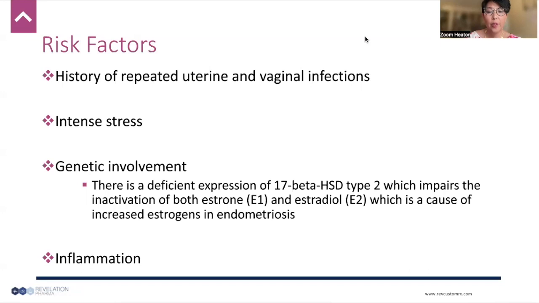There's a deficient expression of 17-beta hydroxysteroid dehydrogenase type 2, which impairs the inactivation of both estrone and estradiol, which is a cause of increased estrogens in endometriosis. And inflammation. Since endometriosis is an inflammatory disorder, bleeding during the menstrual cycle causes inflammation, which triggers cytokines, chemokines, growth factors, and protective factors to migrate to the area. And of course, the inflammation leads to fibrosis, scarring, adhesions, and pain.